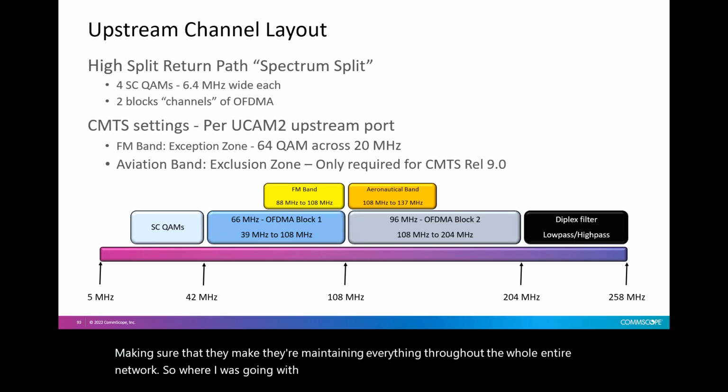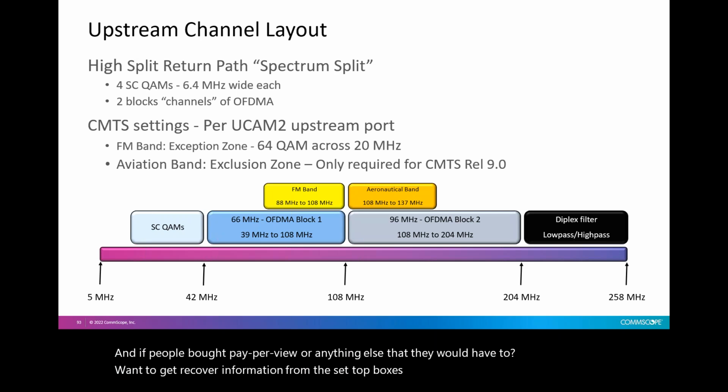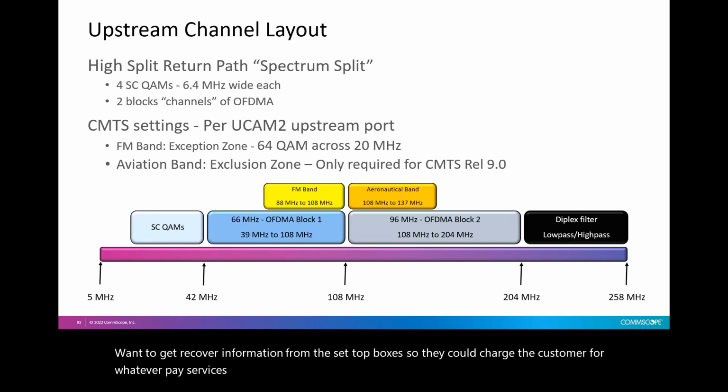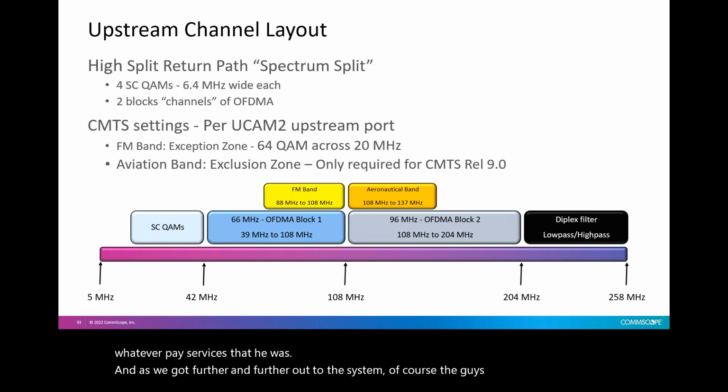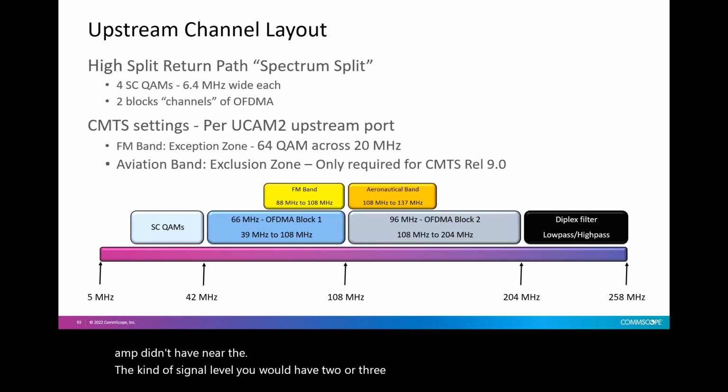So where I was going with this is, if you had a 40 amplifier cascade, setting up the return, what we used to say is that's where all our dBs come from. We weren't talking about decibels, we were talking about dollar bills, because at that point we were starting to use addressability. If people bought pay-per-view or anything else, they would want to recover information from the set-top boxes so they could charge a customer for whatever pay services he was buying. And as we got further out into the system, the guys way out at the 40th amp didn't have near the kind of signal level you would have 2 or 3 amplifiers away from the headend.